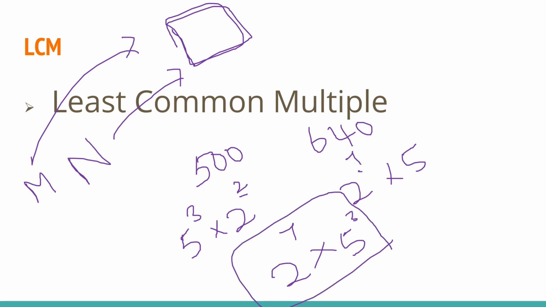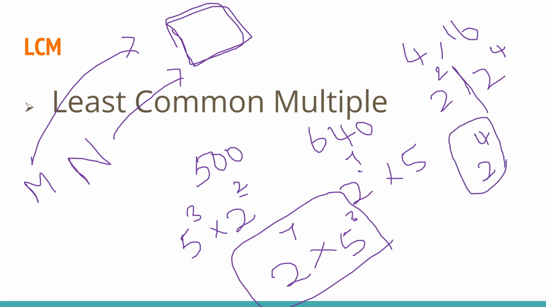So this is somewhat a bigger number. For smaller numbers we can take 4 and 8, or 4 and 16. So 4 can be written as 2 square and 16 can be written as 2 to the power 4, right? So the highest power is 2 to the power 4. Therefore 16 is the LCM for 4 and 16.